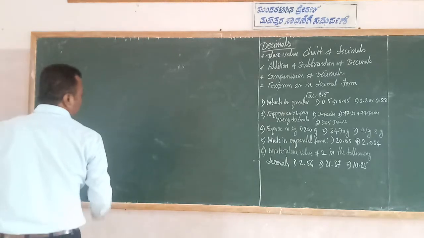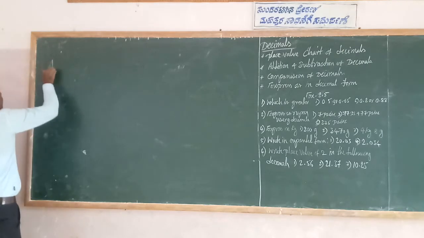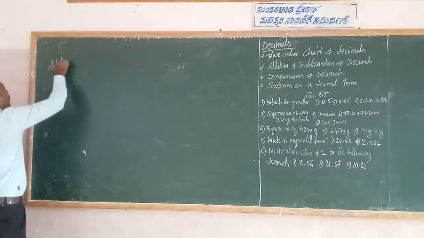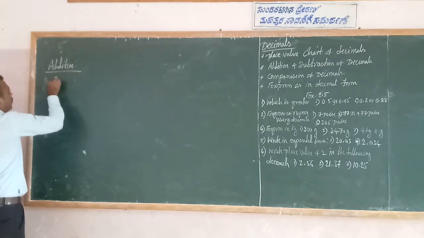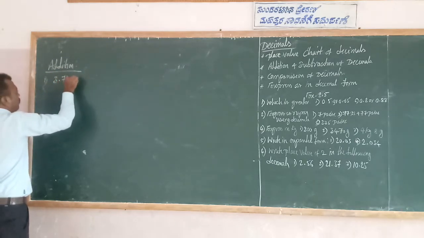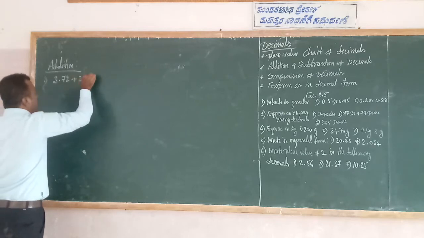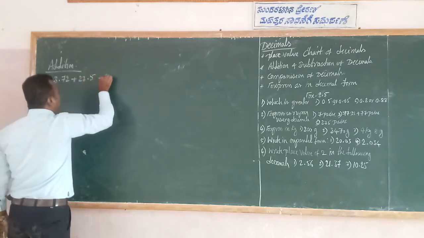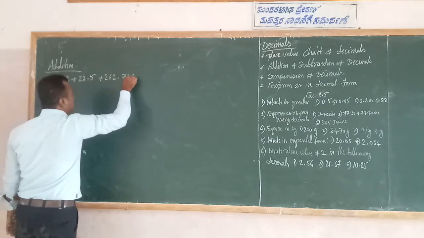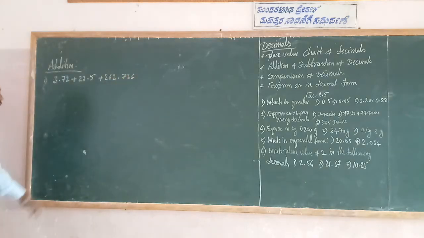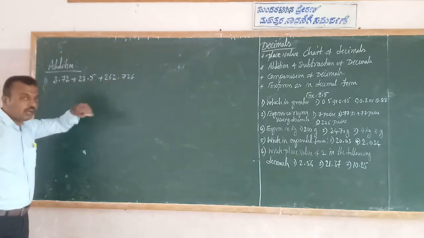Okay. So next we come to additions and subtractions of decimals. See, first I will show the additions. We will take one example. 3.72 plus 23.5 plus 262.736 is there. Okay. So these decimals we have to add.